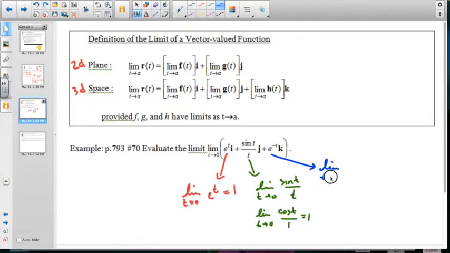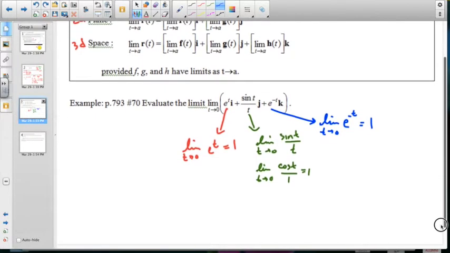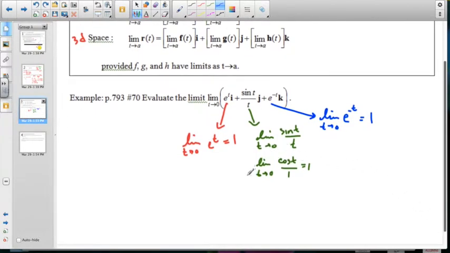So the limit as t approaches 0 of e to the minus t is going to be e to the 0, which is 1. And so they don't have to be the same value, but they do happen to be the same value for this instance. The limits can approach different values, and the idea is the limit of the whole function is just these three components.